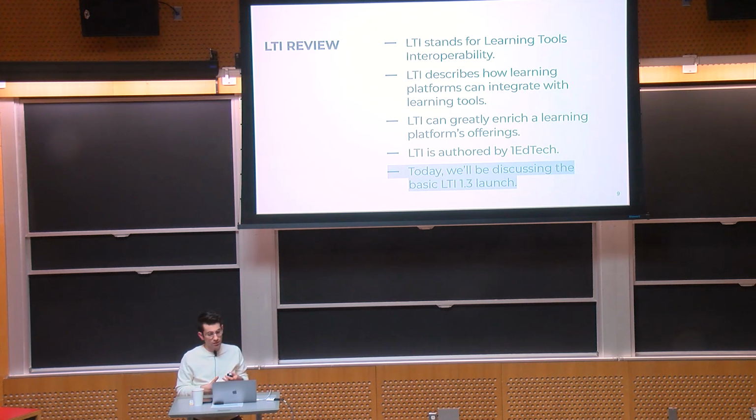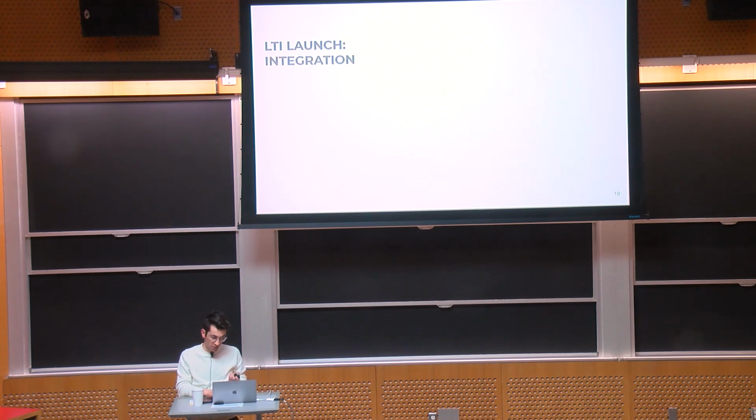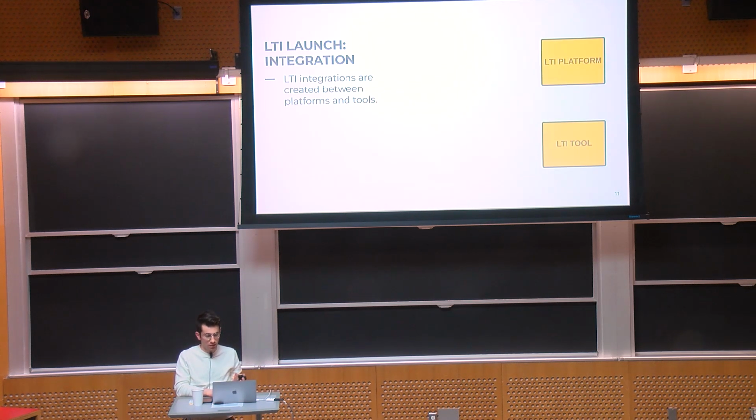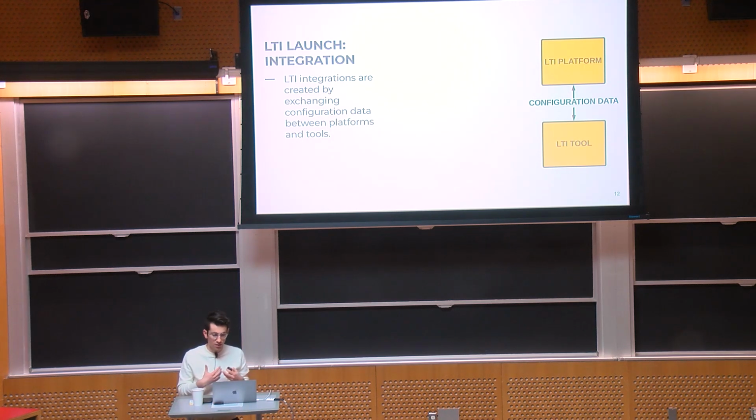So now that we understand what LTI actually is and what it's useful for, let's take a look at how it actually works. Long before a browser-based launch ever occurs, there's an integration step between a platform and a tool. And the integration step involves the exchange of configuration data, and the scope of that configuration data is defined by the standard, but it includes things like a client ID for the tool, a public key for the tool, the various URLs for the endpoints that implement the launch flow. But the way that this data is exchanged is beyond the scope of the standard, and every platform and tool will do it a little differently.